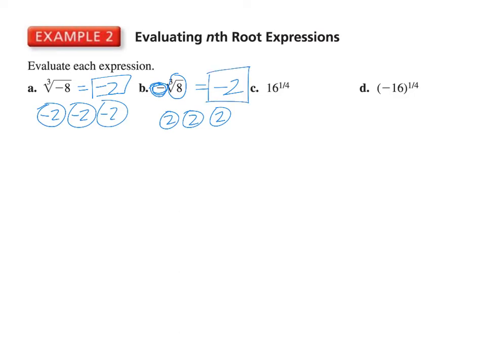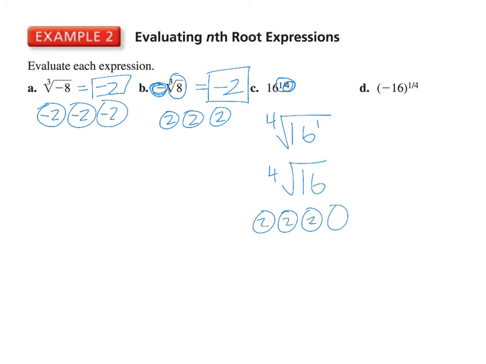Now here I have 16 to the 1/4 power. It's important to know how to translate this fractional power into a radical. It's going to be a radical, and your denominator here represents the root of the radical, 4. The numerator on top is the power of the 16. So essentially you're taking the fourth root of 16. What times itself is 16? That would be 2.